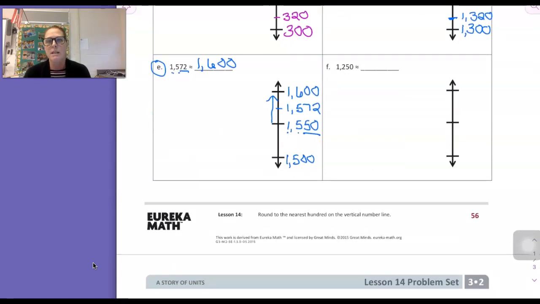Last, we have 1,250. Go ahead and see if you can label your vertical number line with the closest hundreds. You should have labeled 1,200, 1,300, and the midway point would be 1,250. And what do you notice? It's the same number that we are actually rounding. So 1,250 is the midpoint. So remember, anything at the midpoint or halfway and higher, we go up to the next 100. So 1,250 is about 1,300.